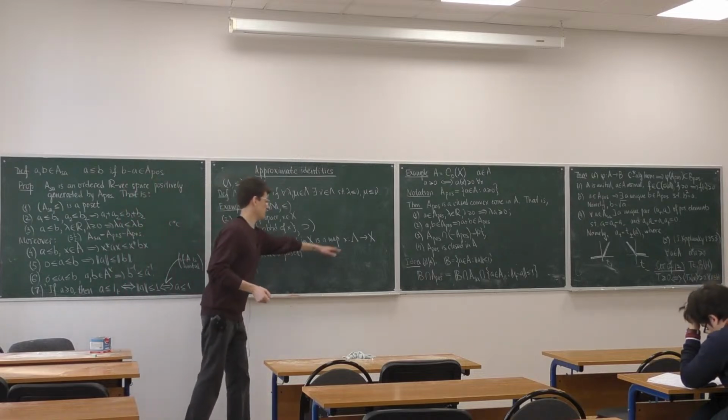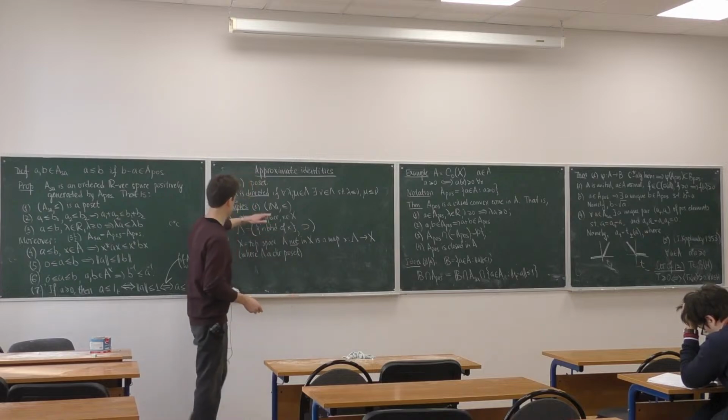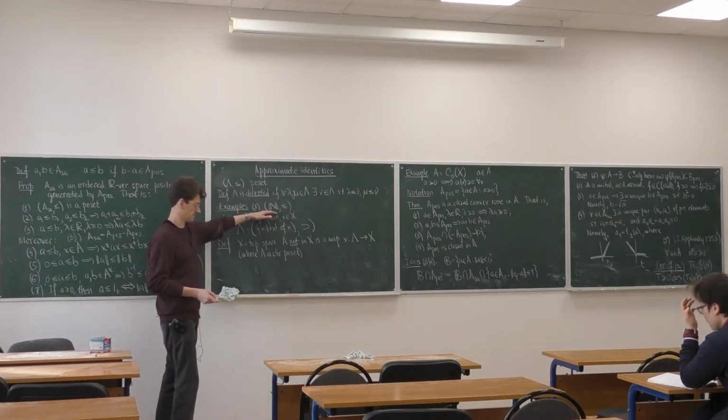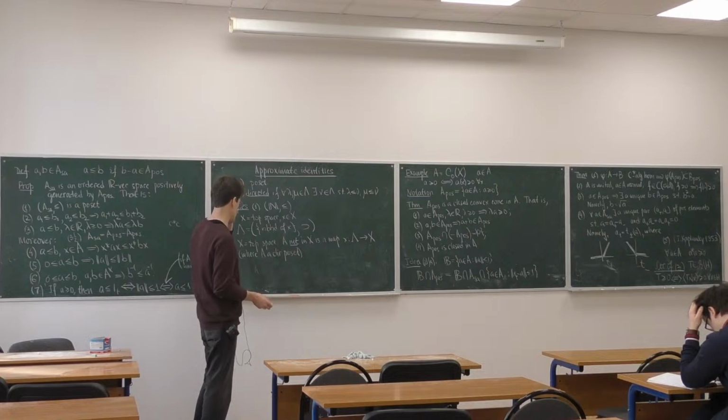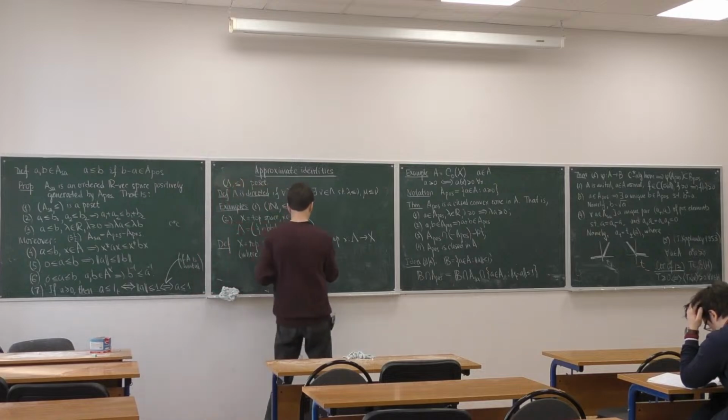So in the case where lambda is the set of natural numbers, we just get a sequence in X. By the way, the Russian terminology is a bit different.